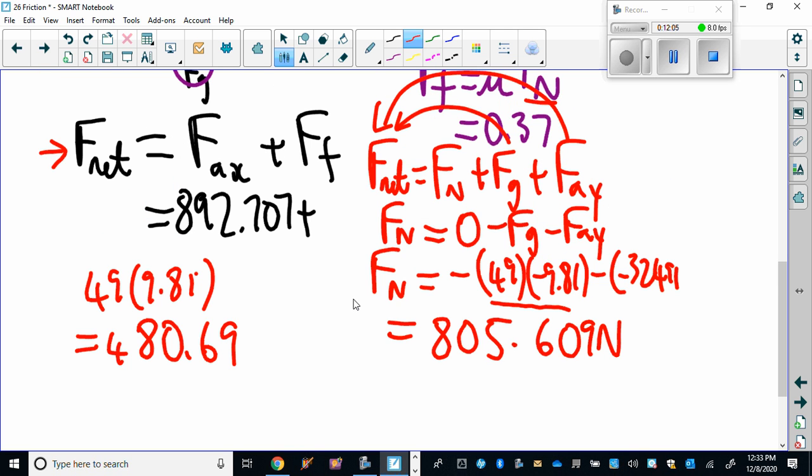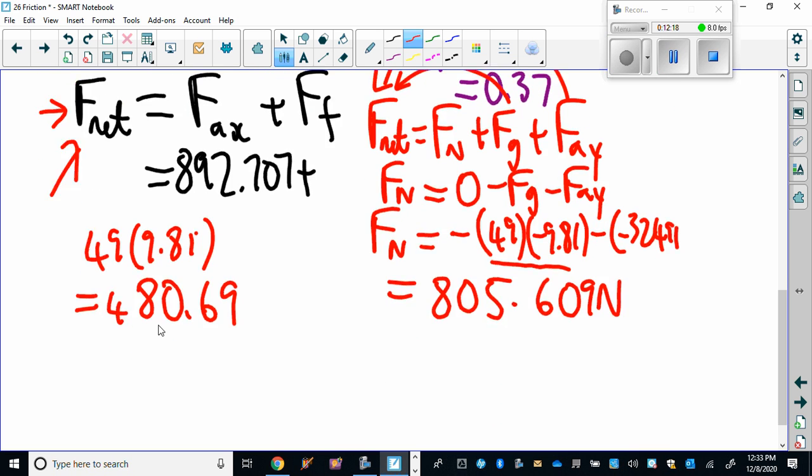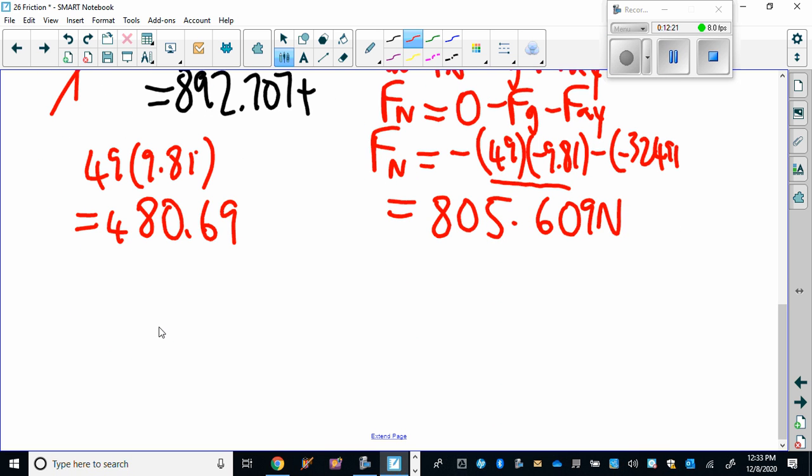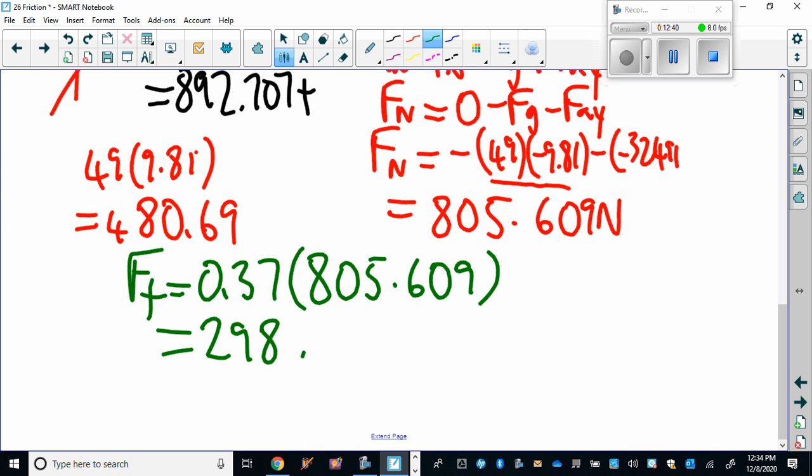Okay, now we're looking good. Now we have the normal force, and we can go back up to this step right here and find the force of friction, and then we can go back to this step and find the net force. So force of friction equals mu, 0.49, times the normal force, 805.609, giving us a frictional force of 298.075 newtons.